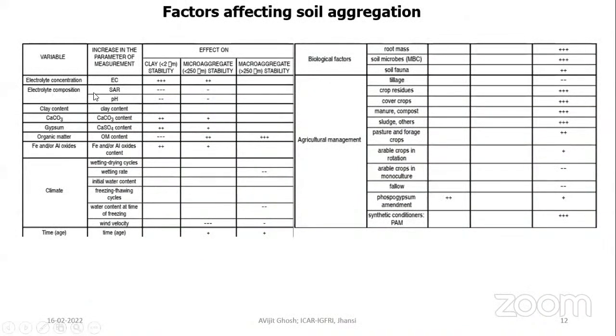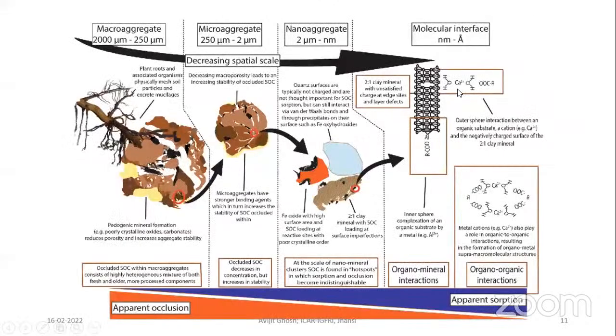The electrolyte composition, it is concentration, it is also composition. With different types of ions, if sodium is present here, it will disperse soil particles, because sodium has smaller charge and calcium has higher charge. Calcium, aluminium, magnesium has higher charge. So in practical situation, a calcium ion is not present as such. It is surrounded by water molecules around it, as I have mentioned here.